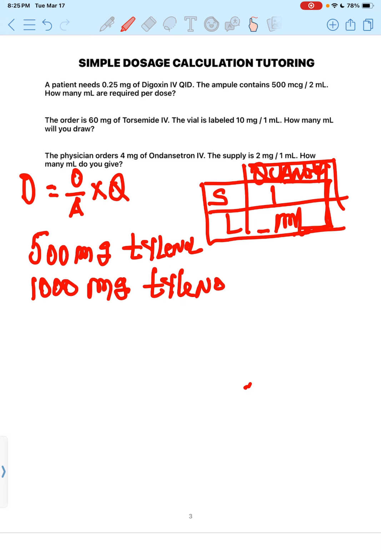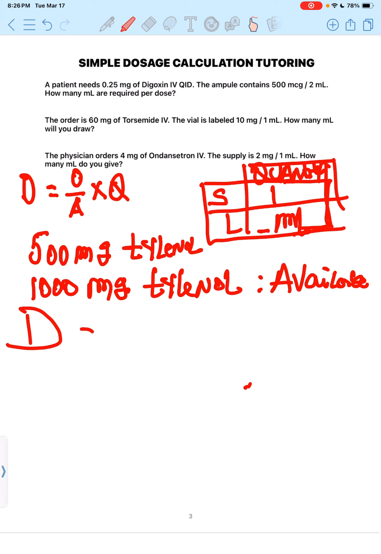Okay? So this is what you have in your possession. This is what we call available. The doctor prescribed 500 milligram Tylenol. But at home, you have a 1000 milligram Tylenol tablet. It means the 1000 milligram Tylenol is what you have in your hand. That is your available. The 500 milligram, that's what the doctor prescribed. So the question is how many tablets are you going to give.